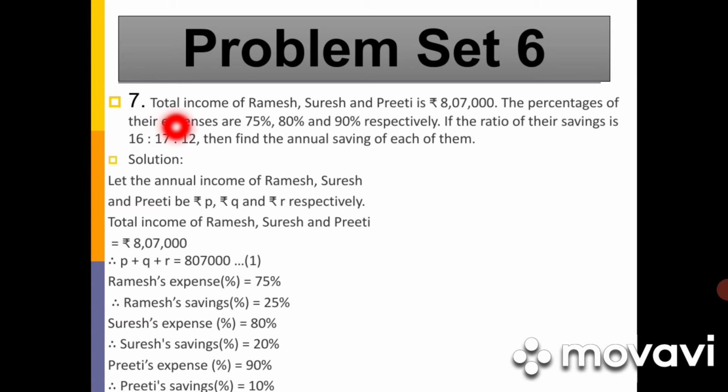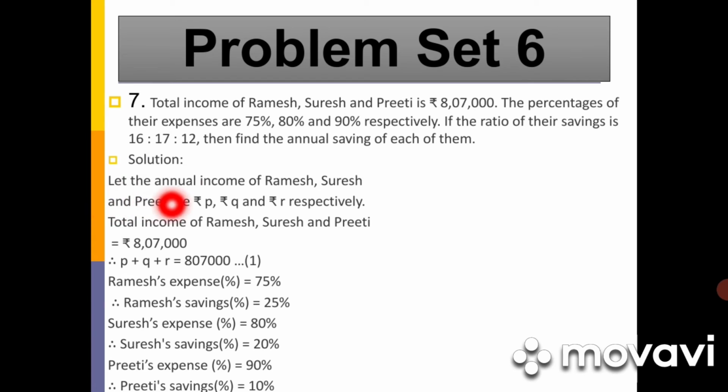Question 7. Total income of Ramesh, Suresh and Preeti is rupees 8,07,000. The percentages of their expenses are 75%, 80% and 90% respectively. If the ratio of their savings is 16:17:12, then find the annual savings of each of them.